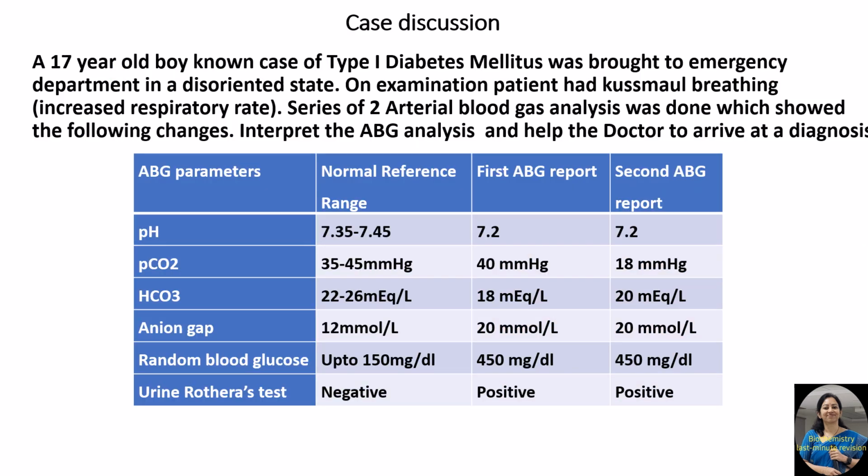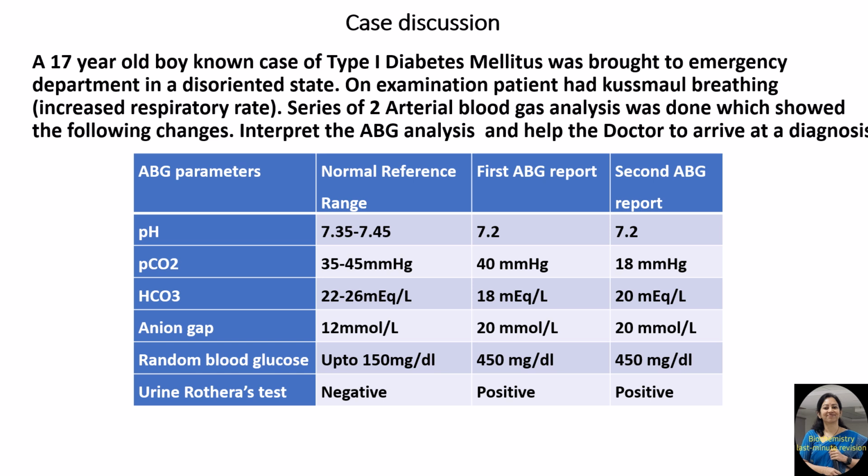Now let's consider this case vignette. Here is a 17-year-old boy, known case of type 1 diabetes mellitus, who is brought to the emergency department in a disoriented state. On examination, the patient had rapid breathing characterized by increased respiratory rate. A series of 2 arterial blood gas analyses were done, which showed the following changes. Now let's interpret the ABG analysis.